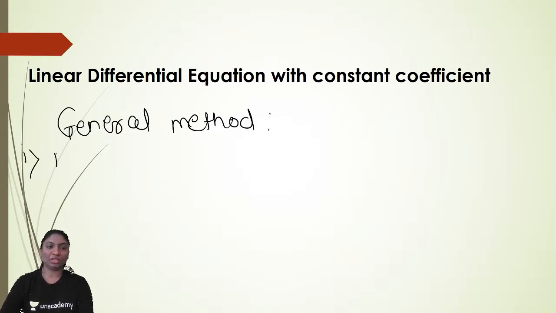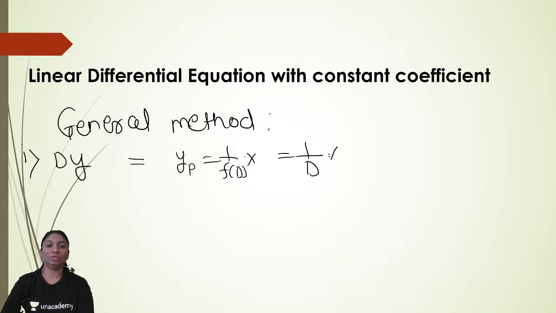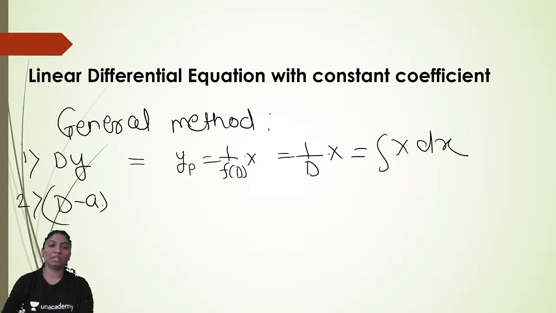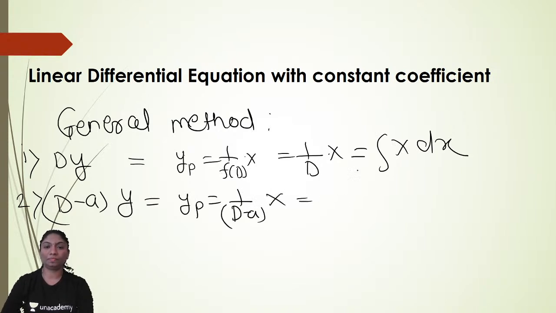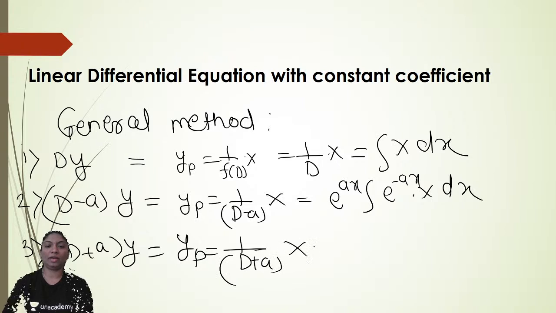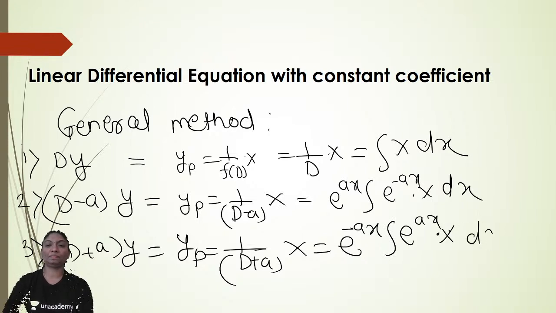First, if the differential equation is of this type, then by using the general method you can write yp is equal to 1 upon f of D into x, that is 1 upon D into x, where 1 upon D is nothing but the integration of x. Second, we can take (D minus a) into y, then yp is equal to 1 upon (D minus a) into x, which is equal to e raised to ax into the integral of e raised to minus ax into x dx. Third, (D plus a) of y, then yp is equal to 1 upon (D plus a) into x, which is obtained in the same way with the sign opposite. So these are the formulas to find out the solution by using the general method.